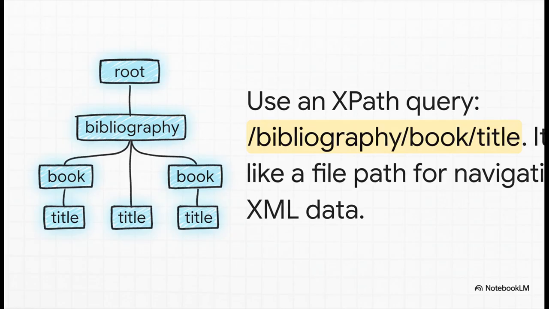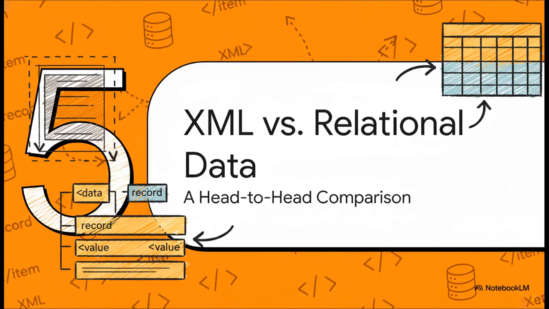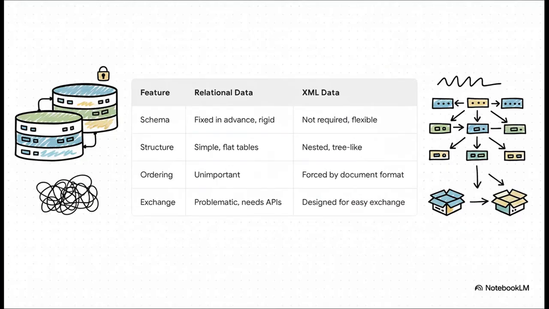You're literally just saying, hey, start at the very beginning, go into the bibliography element, then look inside every book element, and just give me what's inside the title element. It's such an intuitive, easy way to navigate and grab the exact data you need. All right, so for our last piece here, let's zoom out a bit. Let's put all this together and do a head-to-head comparison between the flexible world of XML and the rigid world of traditional databases. Yeah, this table really sums it all up, doesn't it?